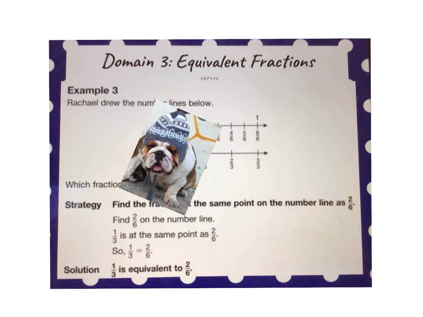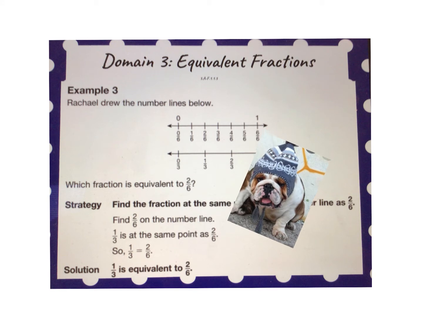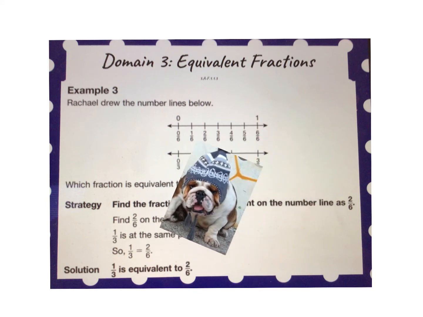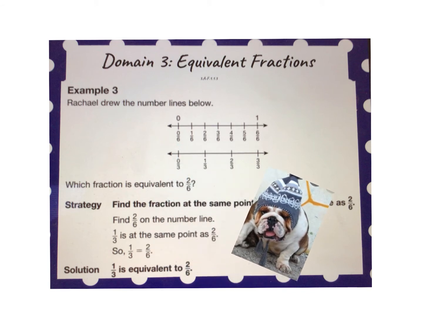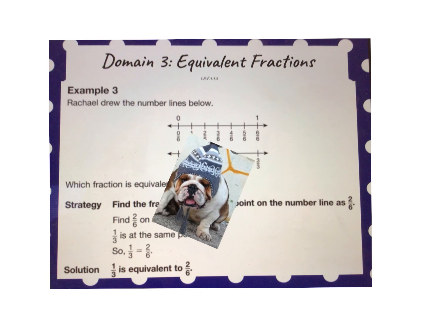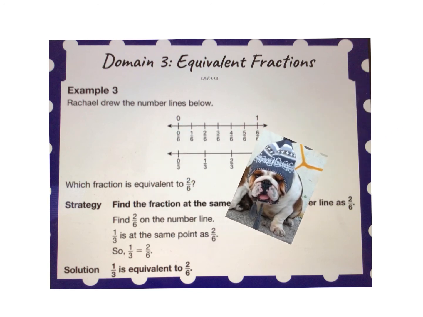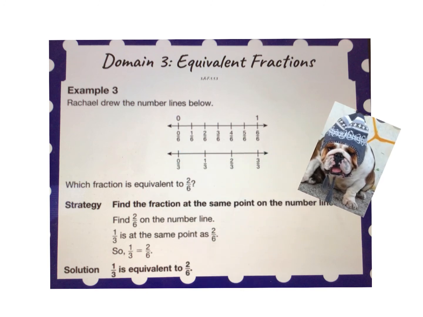So Rochelle drew the number lines that were below. She broke this whole number line into sixths, and she broke this one into thirds, because you see the 6 on the bottom and the 3 on the bottom of this number line. They're both the same exact amount. They go from 0 to 1 both times, and they just are divided up differently.